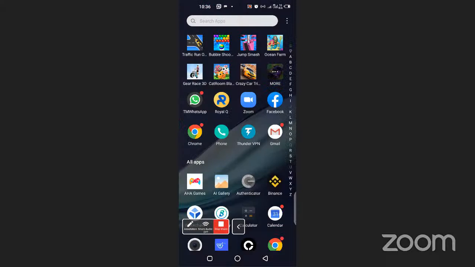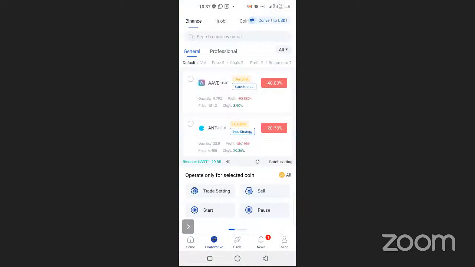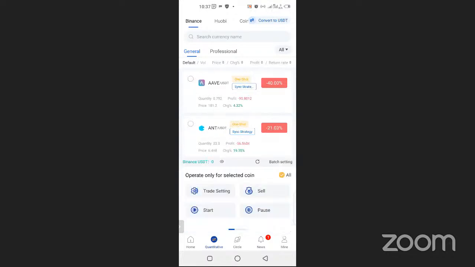Okay, now let me come back here. Now, the first class of people I want to speak to are the people who want to set. You have your capital, you want to set all the coins, all right? Now, when we tap on quantitative and tap on batch setting, it has what you call trade setting. It has what you call start, sell, pause, one shot, which I've explained.